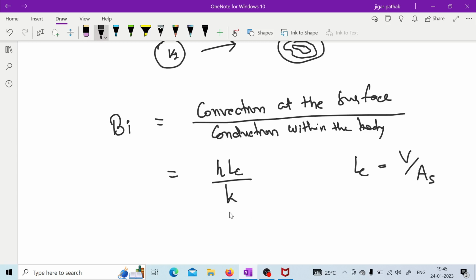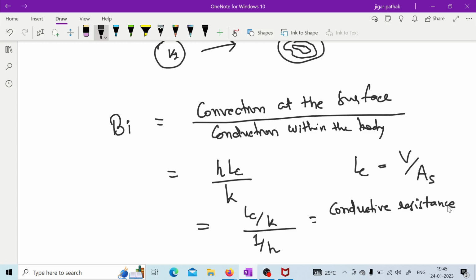If you write it in terms of conduction resistance and convection resistance, then it will be reversed, because conduction resistance is Lc by k and convective resistance is 1 upon h. So it can also be written in terms of conductive resistance and convective resistance.